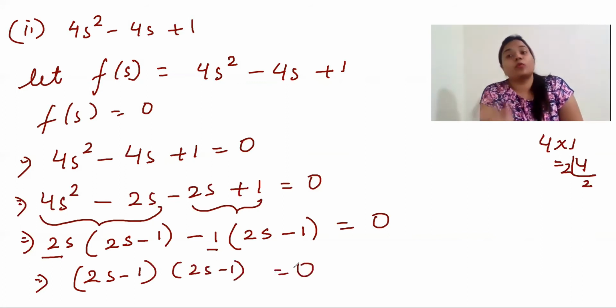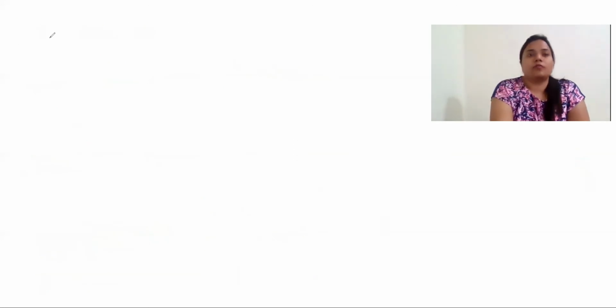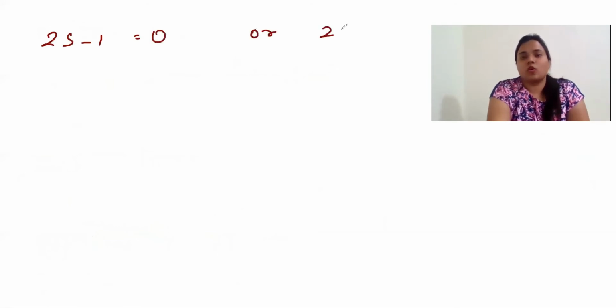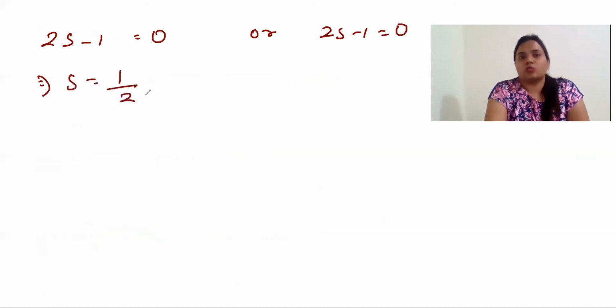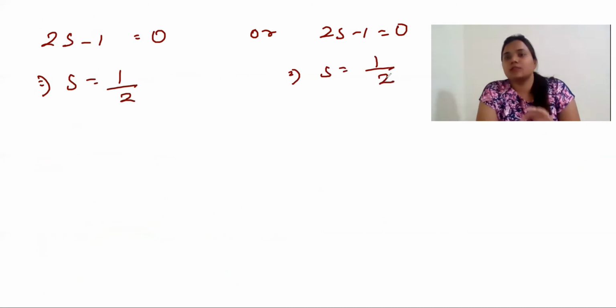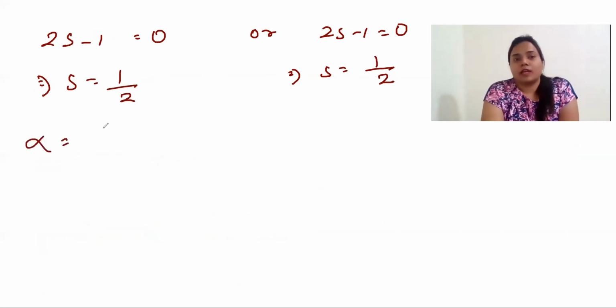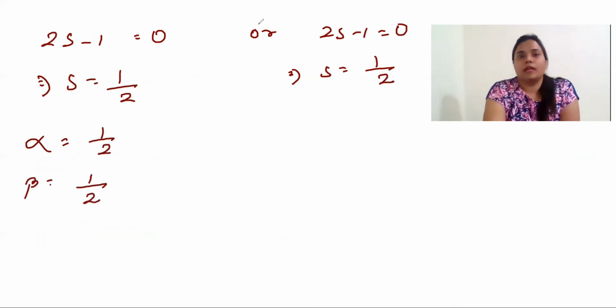So in this case, both the factors are same. We can use any, or if you want, we will use both also. Either 2s minus 1 is equal to 0 or 2s minus 1 is equal to 0. This implies that s is equal to 1 by 2. In this case also s is equal to 1 by 2. It means in this case we have both the zeros equal. So now verify. Alpha is also 1 by 2. Beta is also 1 by 2.